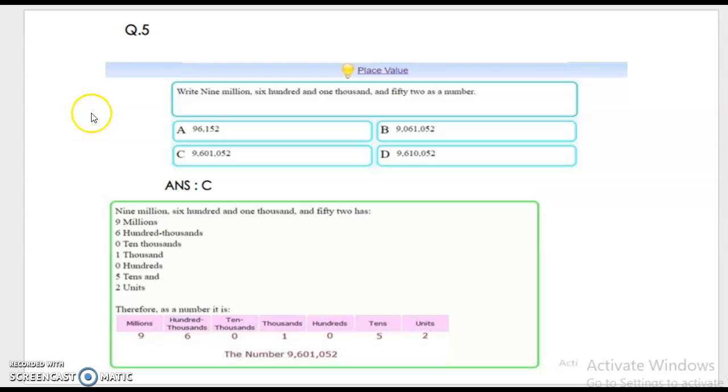Write 9,601,052 as a number. It is an international type of place value. The place value table is given below. See, after 1000 there will be million. So 9,601,052. So here see the answer.